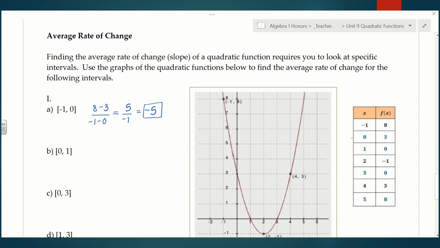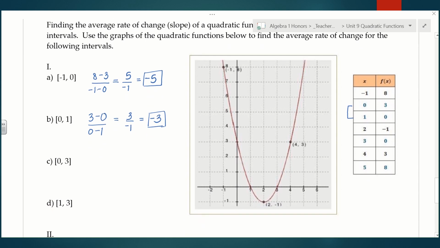Let's do it again now over the interval 0 to 1. Again, on my table, those are the 2 points I'm dealing with. The change in y would be 3 minus 0, and the change in x would be 0 minus 1. The average rate of change on that interval is negative 3. We can keep going. Now I'm looking at the rate of change between 0 and 3. These points are not next to each other, but we still do it the same way. So 3 minus 0 over 0 minus 3. The rate of change is negative 1.